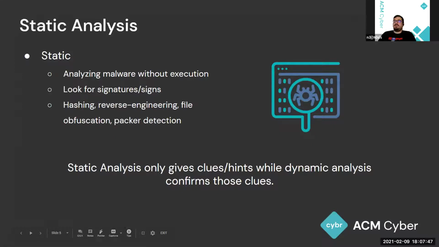So again, static analysis, this is where you analyze malware without execution. You're looking for signatures or signs. So you're looking at the code itself for this, or maybe you're looking at features around the code, like how it's delivered. So you can be doing hashing, reverse engineering, doing some reversing for file obfuscation and packer detection. We'll dive into that a little deeper with packer detection. And again, this only gives you hints or clues, whereas the dynamic analysis, which we'll talk about shortly, is going to confirm those clues.